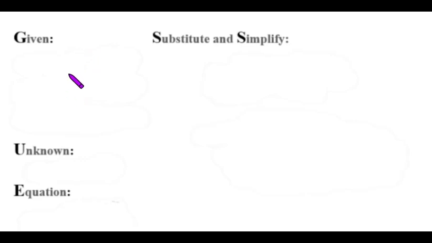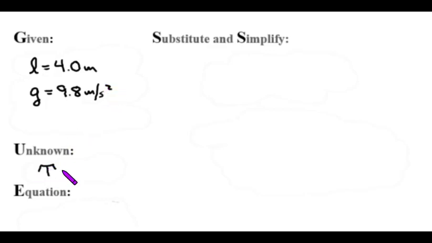Lisa swings from a 4-meter swing. How long does it take her to make one complete swing back and forth? So because we know that the swing is 4 meters long, and I know, because I'm a good physics student, that gravity is 9.8 meters per second squared. The period is the thing that we are looking for.